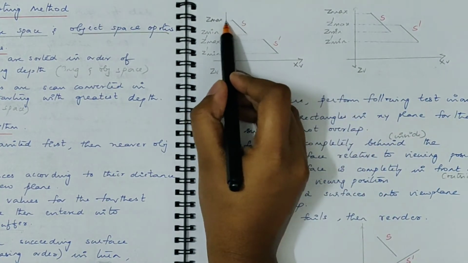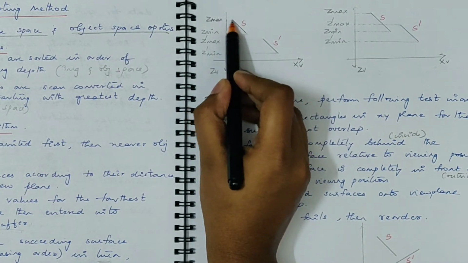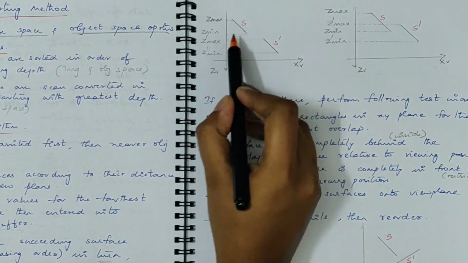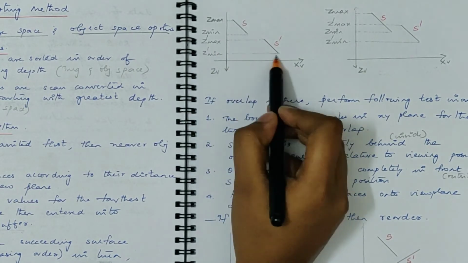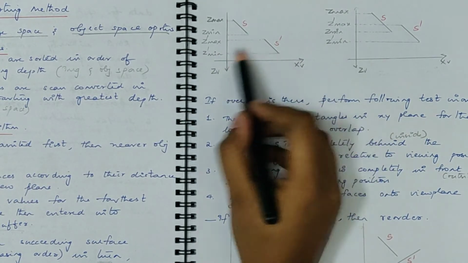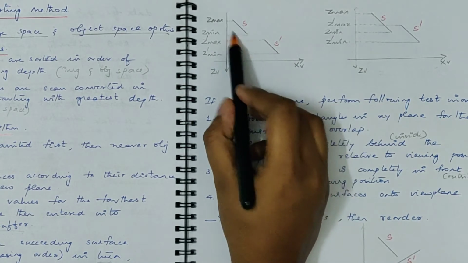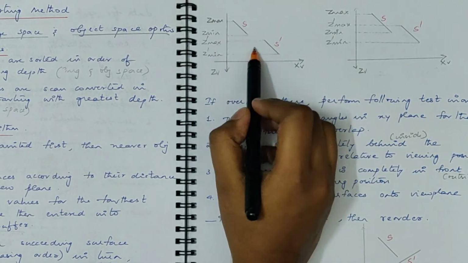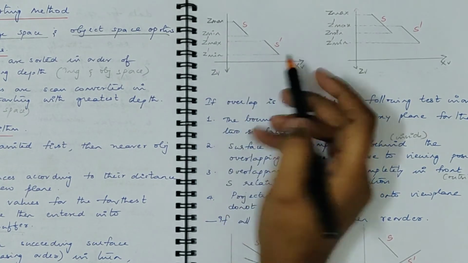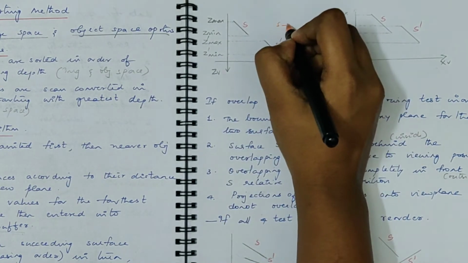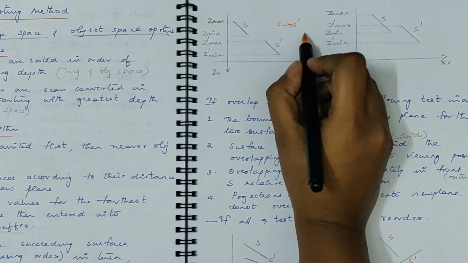So for this surface S, this is the maximum value of Z depth. This is the minimum value, and for S dash this is the maximum and this is the minimum value. You can see there is no depth overlap between the surfaces. So that means you can directly scan convert S followed by S dash. The order will be S painted first and then S dash.